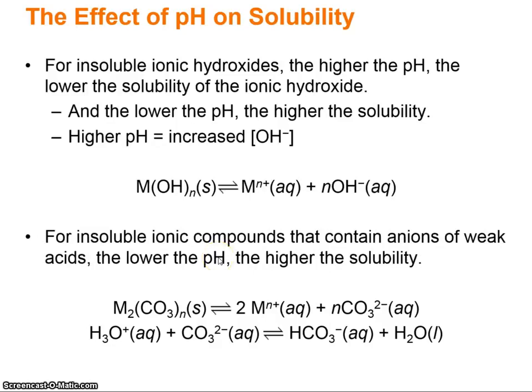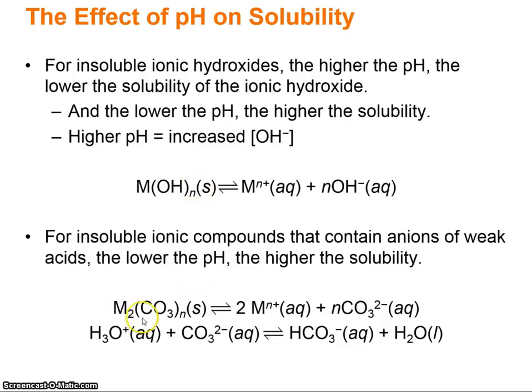So for insoluble ionic hydroxides, the higher the pH, the lower the solubility of the ionic hydroxide. And the lower the pH, the higher the solubility. So this is our effective pH. The higher the pH, it means increased hydroxide ion concentration. And if this is our generic chemical equation, adding hydroxide at a high pH means I'm going to shift that to the left. For anions of a weak acid, the lower the pH, the higher the solubility.